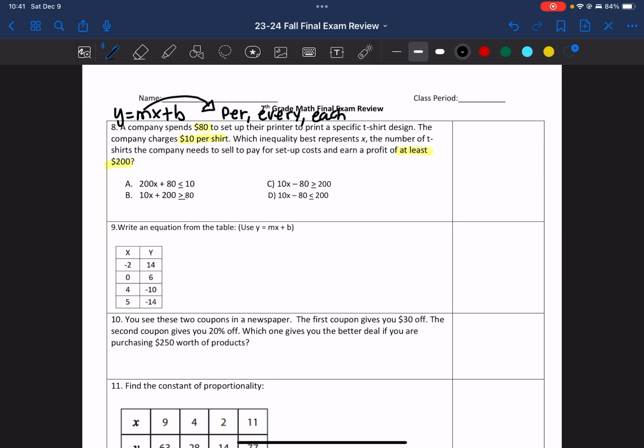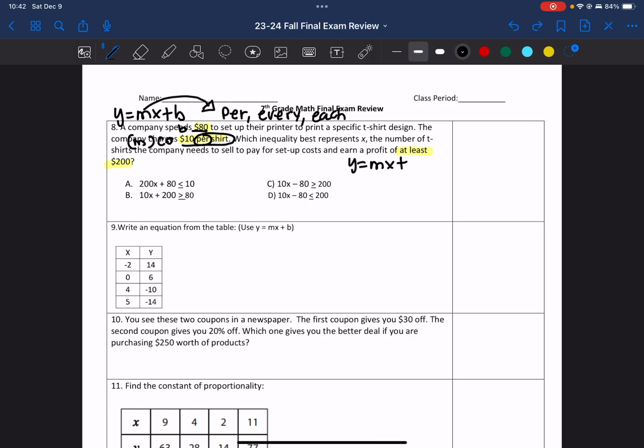So now let's take a look. $80, that looks like that is the b, the constant. And then let's look at $10 per shirt. I see per. That tells me that this is going to be your m. Okay, so let's go ahead and write that down. y equals mx plus b.